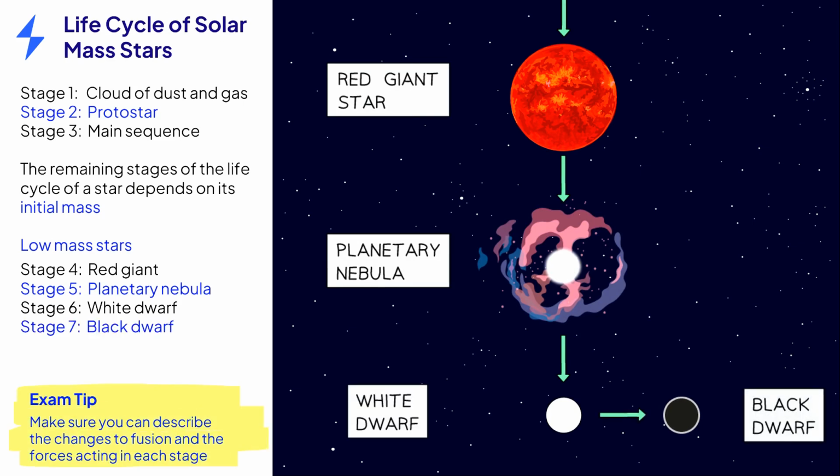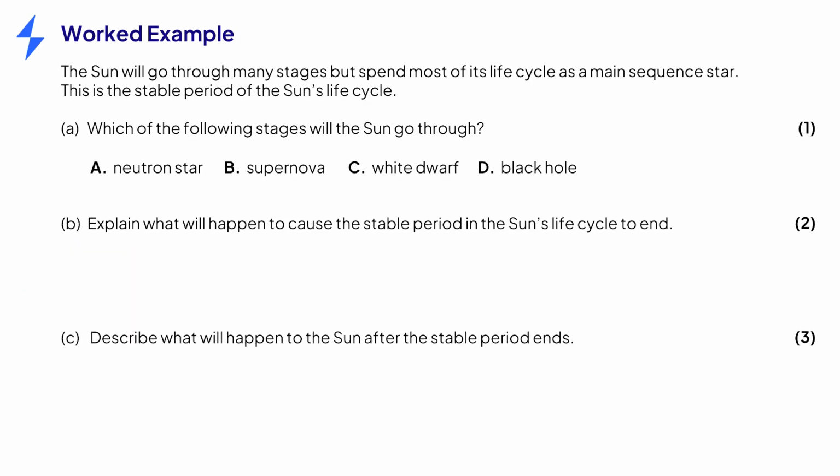As well as learning the different stages in a solar mass star's life cycle, make sure you can explain how fusion influences each stage, and how the two forces acting vary throughout the cycle. Let's look at an example question.